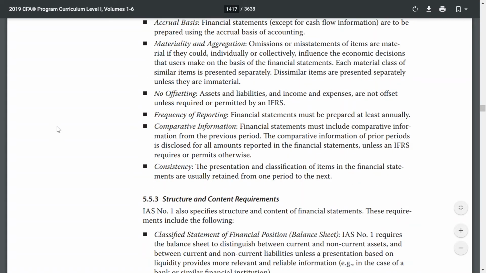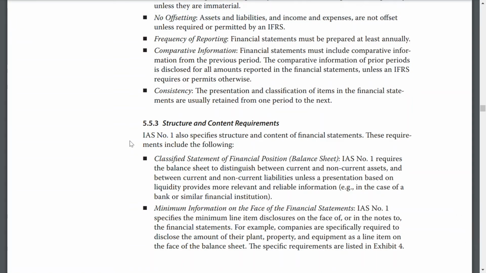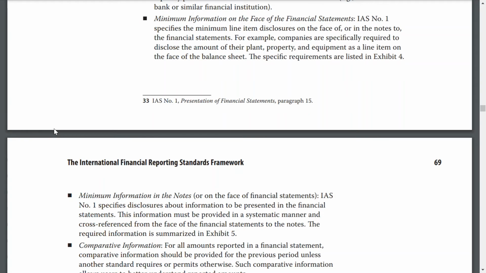Structure and content requirements. IAS Number 1 also specifies the structure and content of financial statements. These requirements include the following: a classified statement of financial position, the balance sheet; minimum information on the face of the financial statements; minimum information in the notes; and comparative information. Okay, so here are the minimum required line items provided in the financial statements.